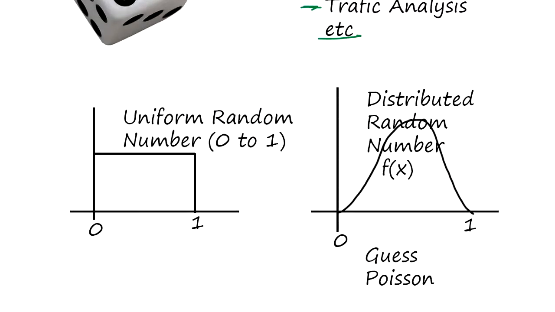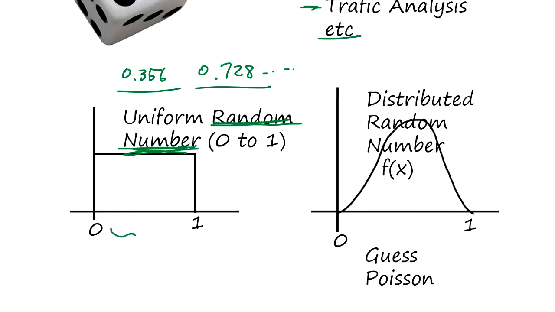But a lot of people don't know the random number is not really random. There are many different kinds of random number. The uniform random number is you get the number 0.356, 0.728, and so on. Okay, you get those uniformly distributed random numbers. This is very important. The computer provides this as a function call, so you can use that.